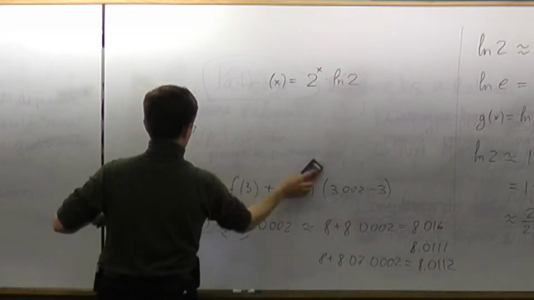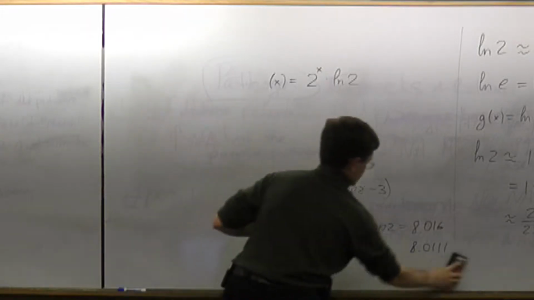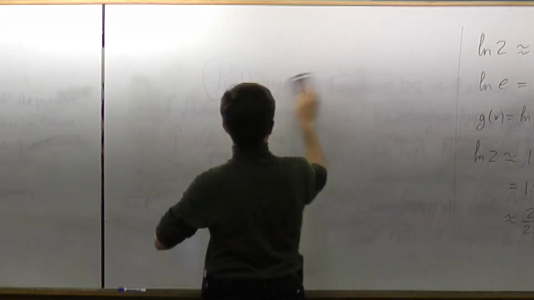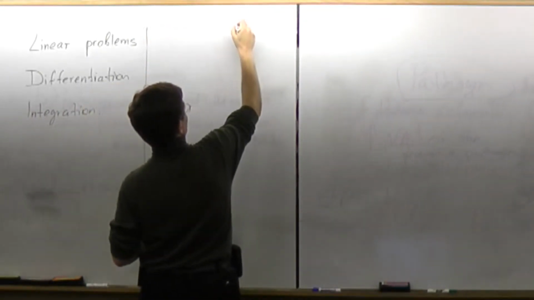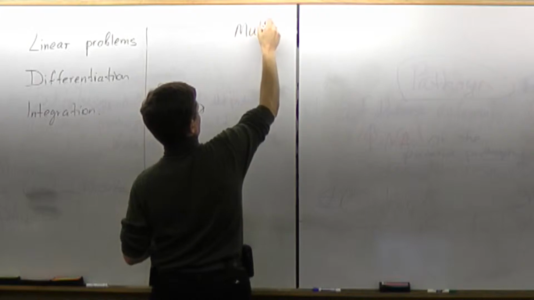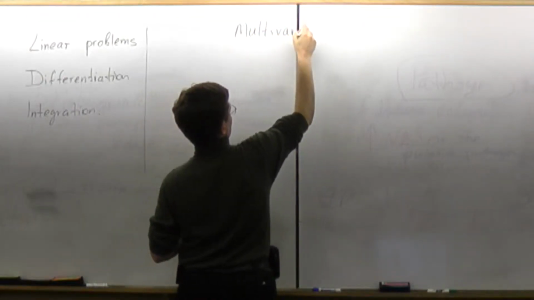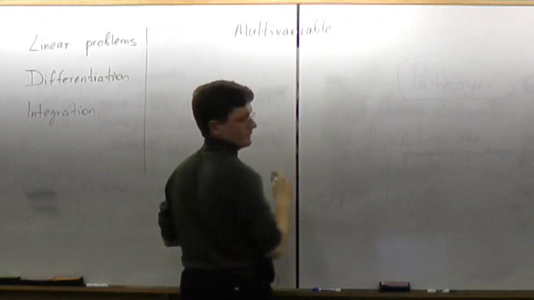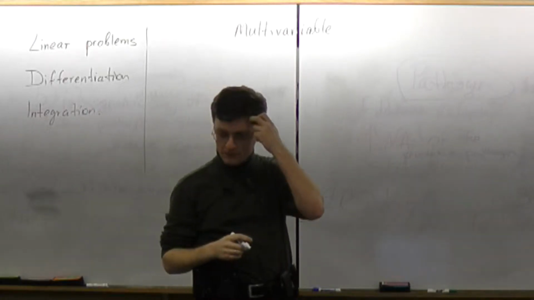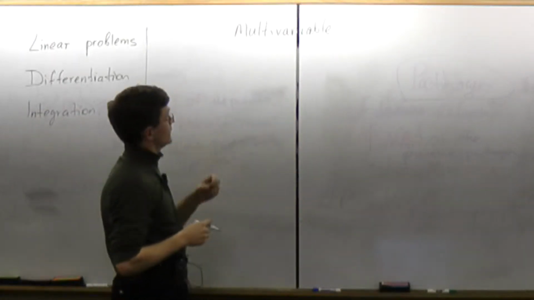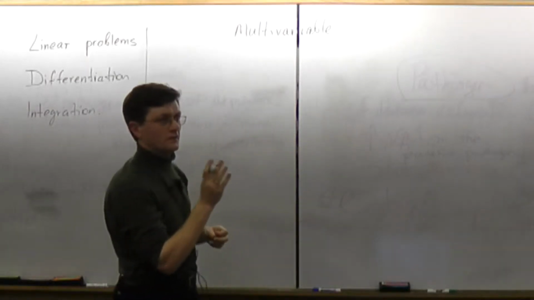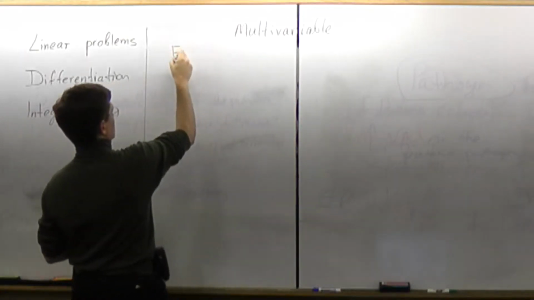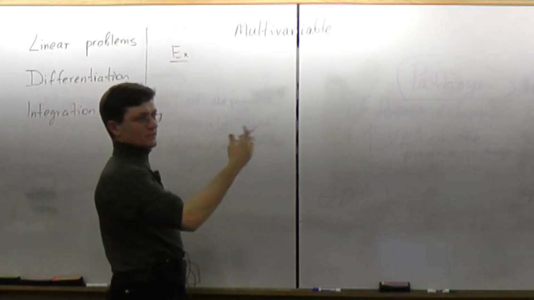Now let me explain what it means to be multivariable. What does it mean to be multivariable? Well, let me take an example from mechanical engineering. It will be about spring design.